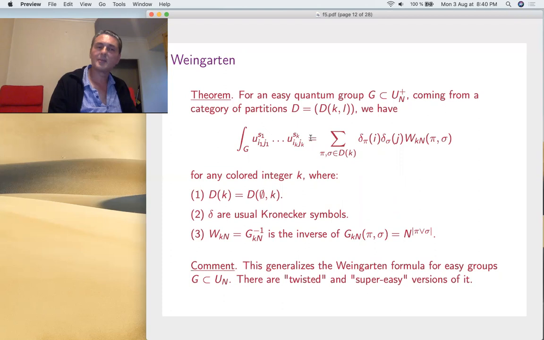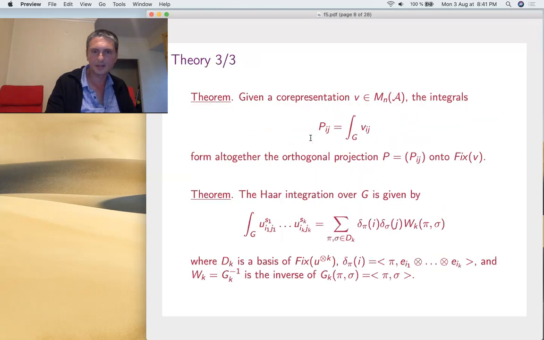So let's first upgrade. Remember we had the Weingarten formula before. Let's take a look back at it in general. Here it is, okay? The linear algebra thing. Now let's see what happens in the easy case. When this theoretical basis comes from partitions, we'll get exactly the same formula, but these deltas will now be Kronecker symbols, these Kronecker symbols we're talking about. And W will be the inverse of the Gram matrix.